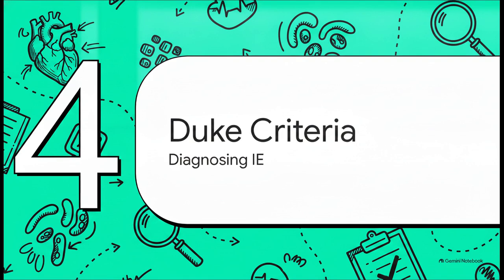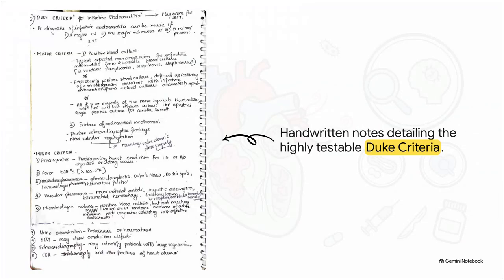Spotting symptoms is one thing, but part four is all about proving it. Diagnosing with the Duke criteria. This is arguably the most heavily tested area in all of IE management. I know, the Duke criteria can look like this incredibly intimidating wall of text. Actually, scratch that. It looks like a giant puzzle based on clinical, lab, and echo findings. But don't stress, we're going to simplify this right now into categories that actually make logical sense.